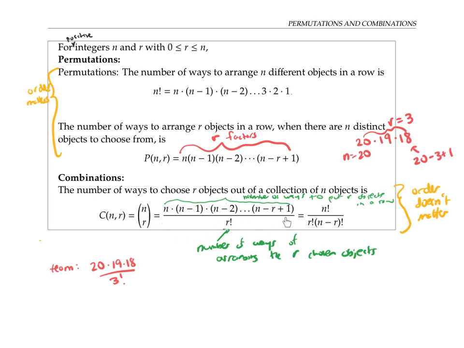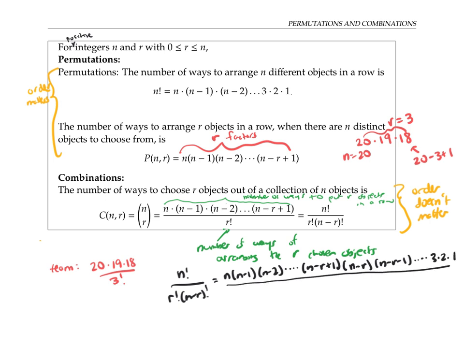Sometimes this formula for combinations is written in a more concise notation here. Let's unpack why that works. If I have n factorial over r factorial times n minus r factorial, I can write that as n times n minus 1 times n minus 2 all the way down to n minus r plus 1, and then the next one would just be n minus r, and then n minus r minus 1 all the way down to 3 times 2 times 1. Now I'm going to divide that by r factorial times n minus r factorial.